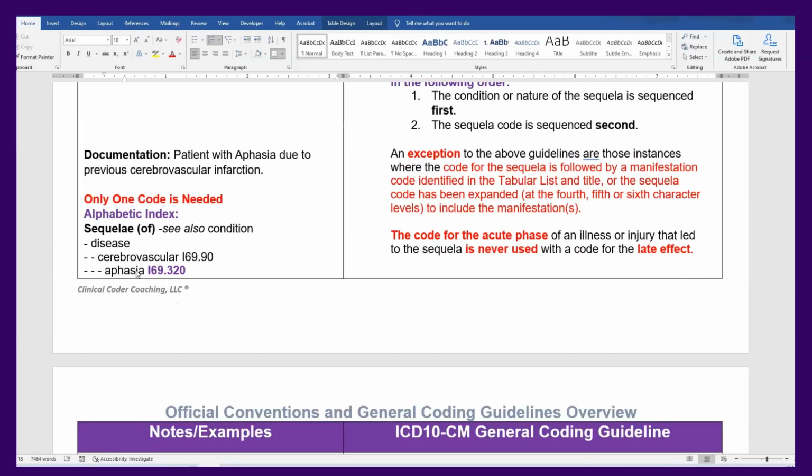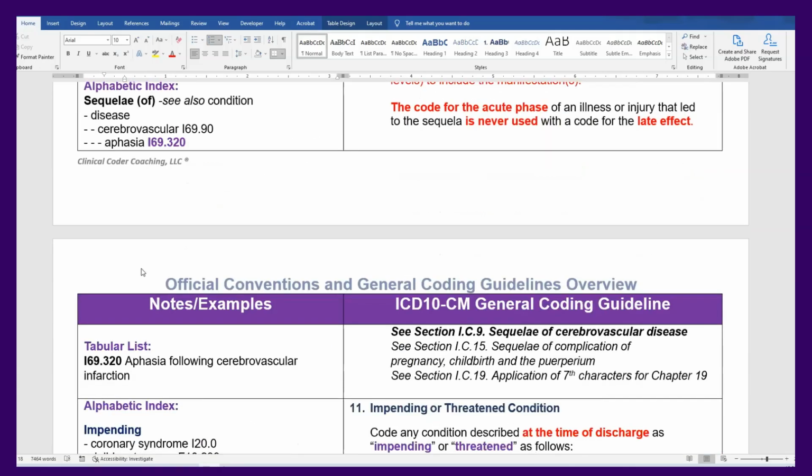In this case, we actually have a code that is going to describe in full the sequela and what caused it. We have aphasia, so that's our sequela. That is the residual effect following a cerebrovascular infarction. So this is all one code. It fully describes the condition that we're looking at, so we really don't need an extra code here because we have everything that we need.